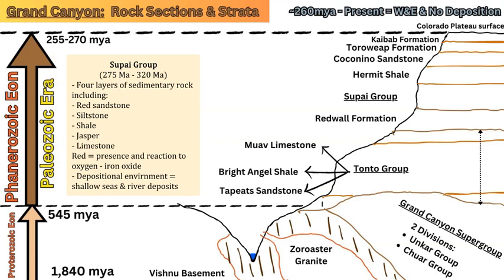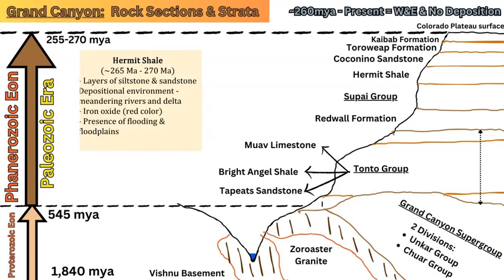Now, this Supai group represents another time of river deposits, probably coastal area, shallow seas again, where the drop and rise of the sea level represents the change in the rock types. And the presence of iron oxide gives the red appearance, and this also denotes the climate and the amount of oxygen and the amount of time the rock was above sea level.